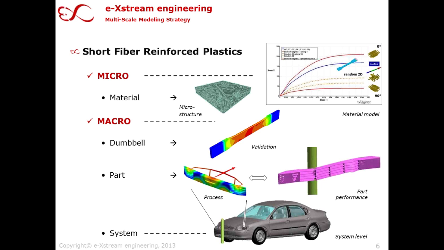So you perform a validation of your approach, of course, in comparison with the experiments that you have done for dumbbells. And what you see here is, for example, the failure on the dumbbell, and you nicely see a distribution in terms of a skin core effect, and this is exactly an effect you get when you cut out a dumbbell from an injection molded plate.